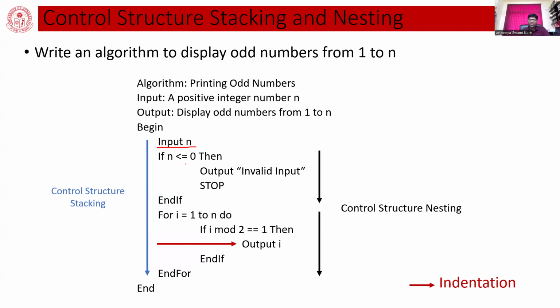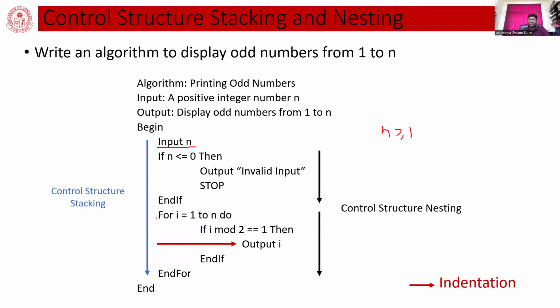So what is the expected value of n? It is anything greater than or equal to 1. So if n is less than or equal to 0, we display the output invalid input, and stop. We are stopping the algorithm and not executing further. If the condition n less than or equal to 0 is false, the control will not come here; it automatically comes to the next step.